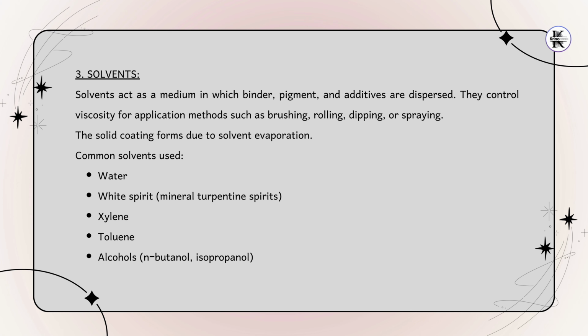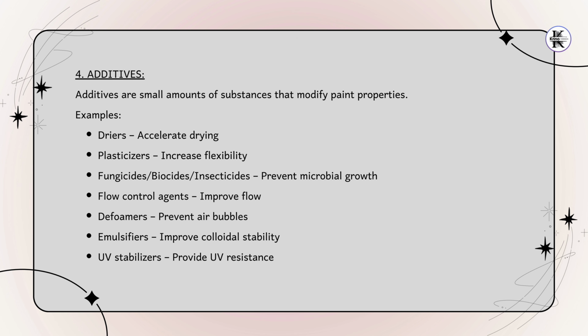Now, apart from these major components, there are some minor but very important substances called additives. Additives are added in small amounts but have significant impact on paint properties. For example, dryers accelerate drying, plasticizers increase flexibility, biocides prevent microbial growth, and UV stabilizers provide resistance to sunlight. So, even though they are present in small quantities, they enhance the overall performance of paint.